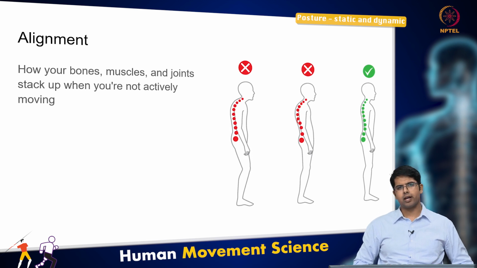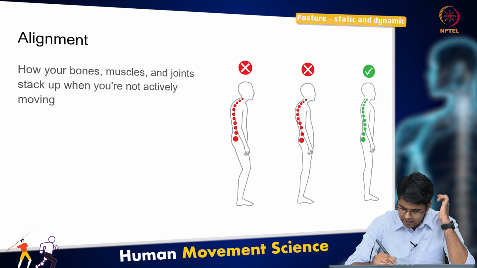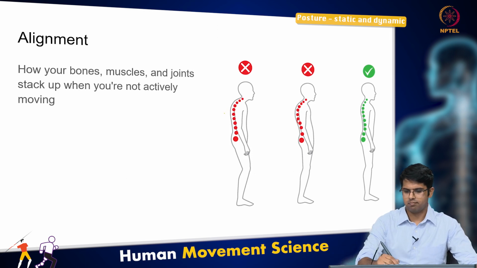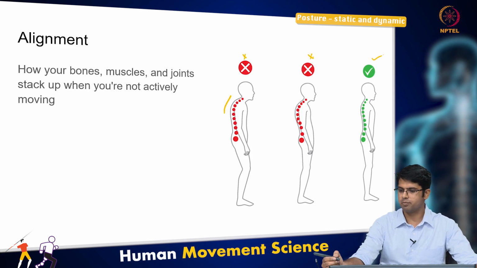Think of your body as a stack of blocks, right? When everything is aligned properly, the load is very nicely distributed throughout. Whereas if the alignment was off, then certain parts would have to do more work than the others, which is to say that they will be compensating. So let's take a look at this example. This is one of the clear examples of bad posture. And this is a good posture. Now, what is the difference between these two, for example?